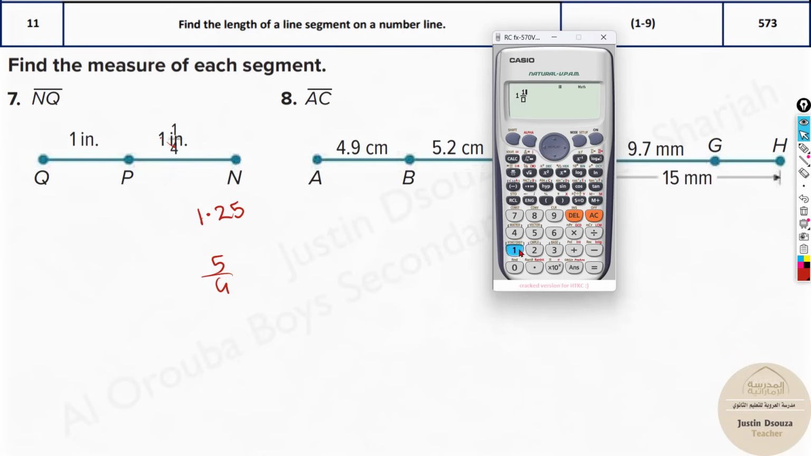Here it's 1 1/4, and you need to find NQ, the total distance. So let's add it up: 1 1/4 plus 1 will give you 9/4, or that is 2.25. Now, if you want to know which is the correct answer, all you can do is again press shift. We know the answer is 2.25. Press shift and this symbol, write 2 1/4. So this would give us 9/4, or it is 2.25.